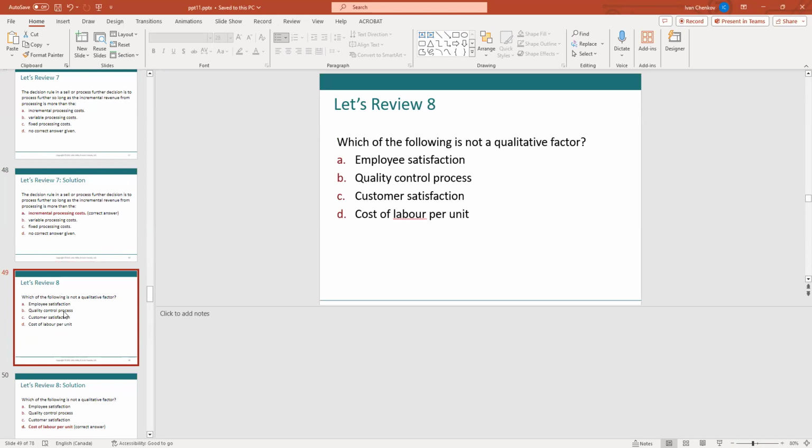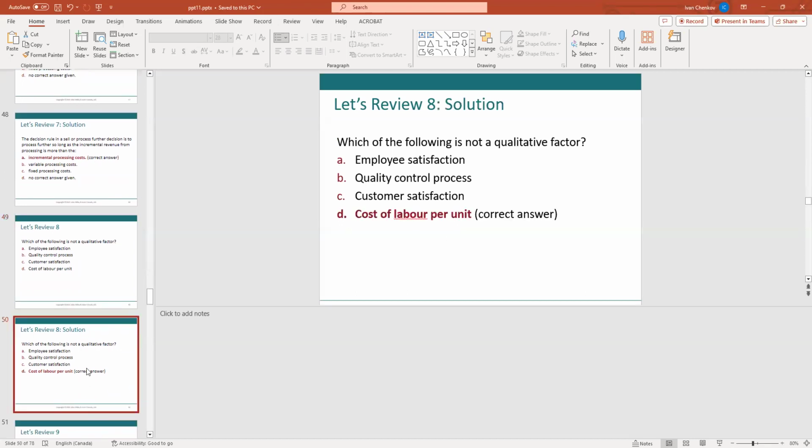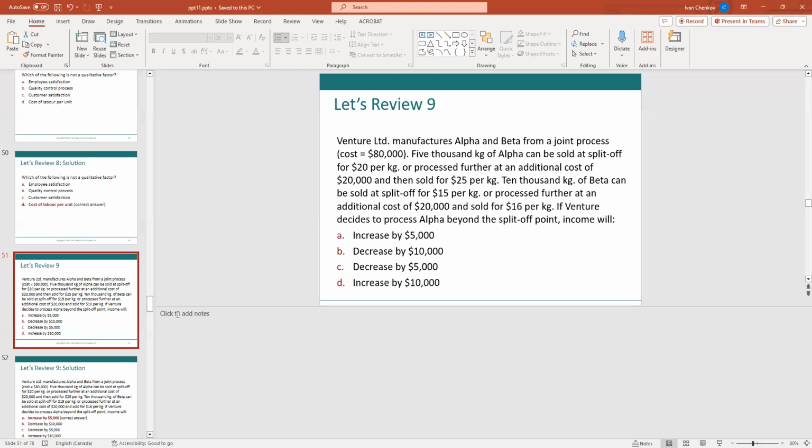D. And now I think we did this one in class, right? Cost of labor per hour is not a qualitative factor. Yes. Did we do this in class? Yes, we did. Professor, do you understand how we get the answers? Does everybody understand how we get the answer? No, Professor, we can still do it. Yes. Okay.